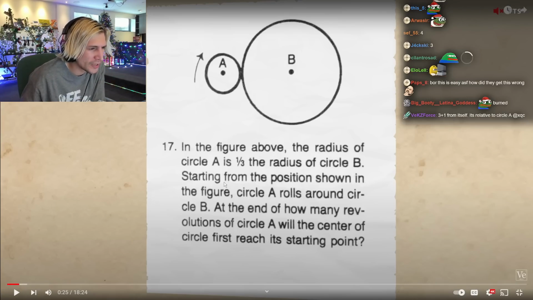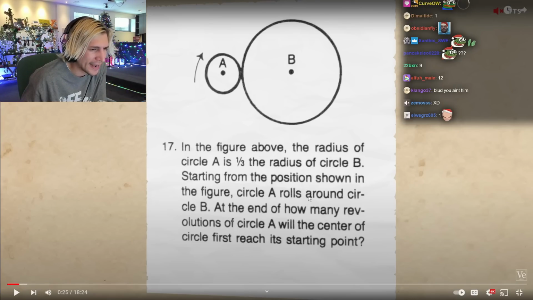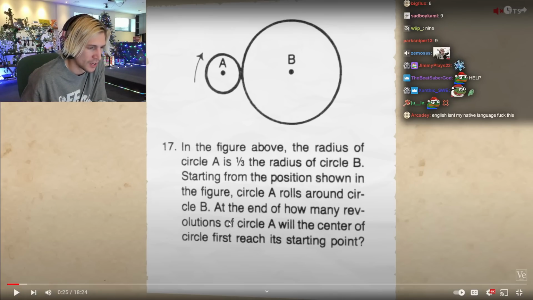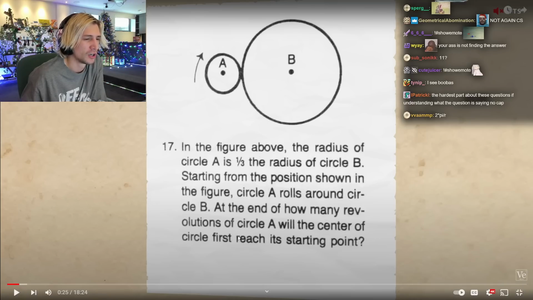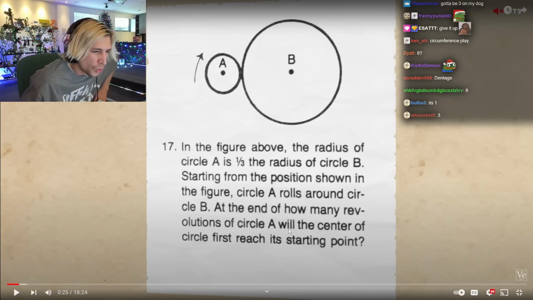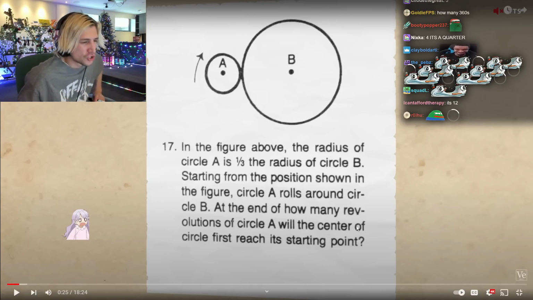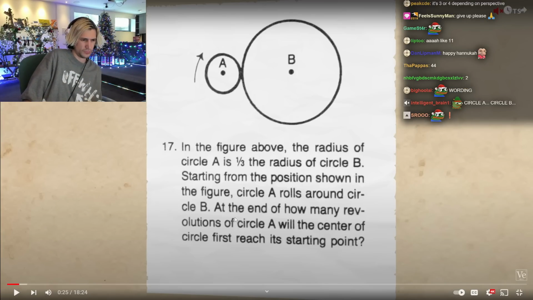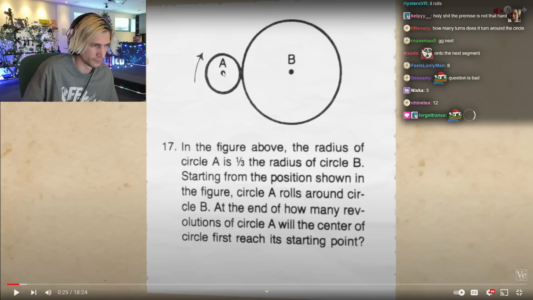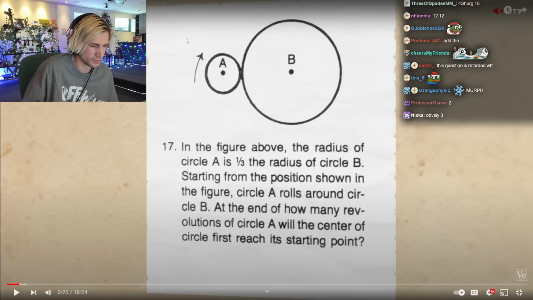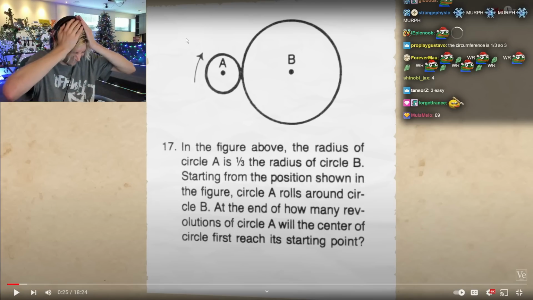Starting as shown in the figure, circle A rolls around circle B. At the end of how many revolutions of circle A will the center of the circle first reach its starting point?